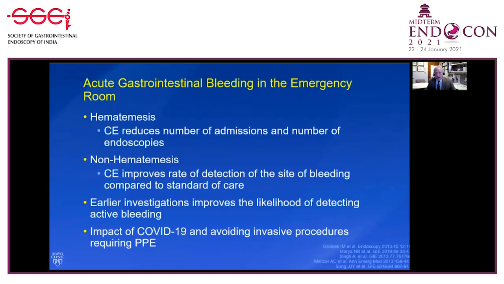If we start with expanding clinical situations, acute GI bleeding in the emergency room has probably gotten the most attention. For those presenting with hematemesis, capsule reduces the number of admissions and number of endoscopies. Even in non-hematemesis bleeding, capsule has been shown to improve the detection of the site of bleeding compared to standard of care. This is likely related to earlier investigations, which improve the likelihood of detecting active lesions. And remember now, with the impact of COVID-19 around the world, avoiding invasive procedures and requiring PPE is definitely a good thing.